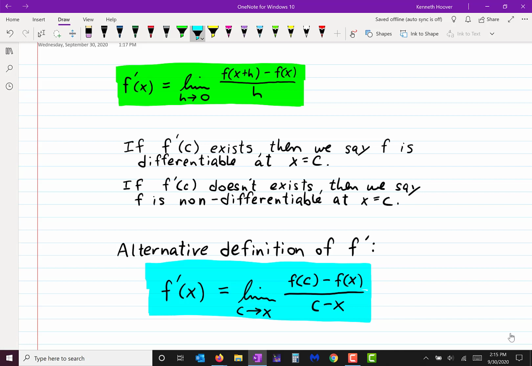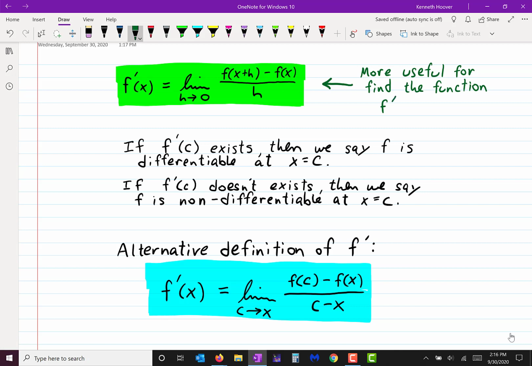I'll tell you my opinion on which definition is better for different kinds of problems. I personally think that the original definition, now this is just my opinion, is more useful for finding the function f prime.